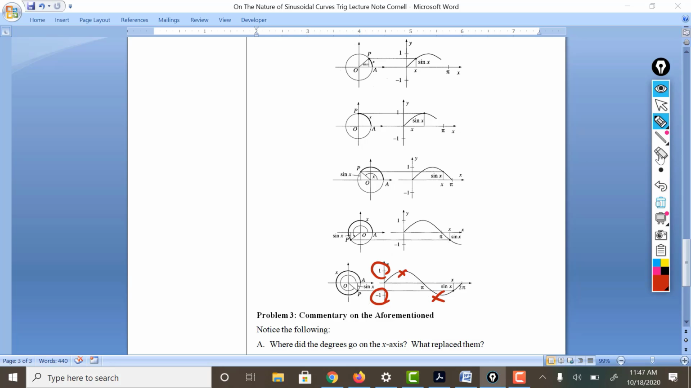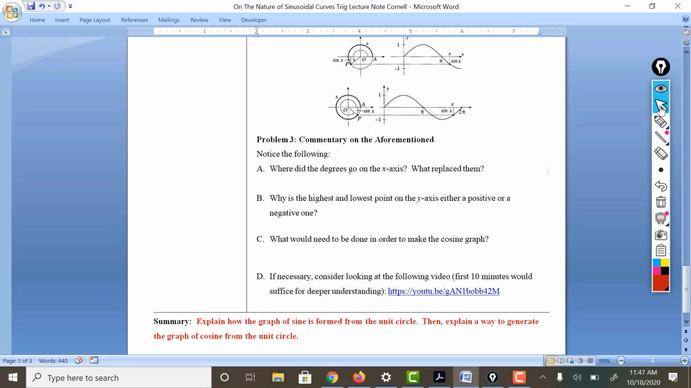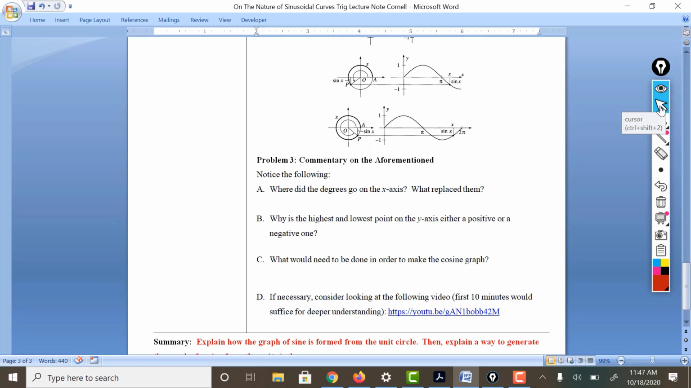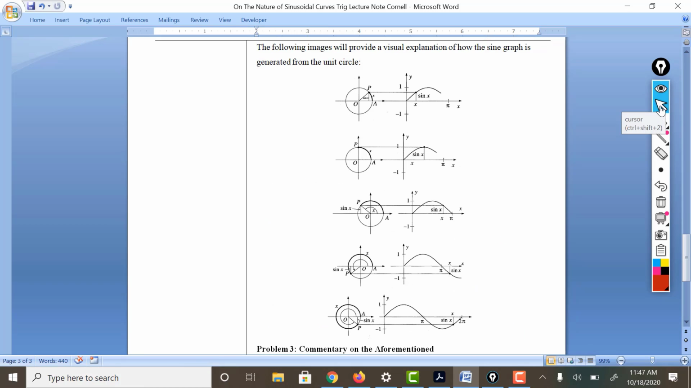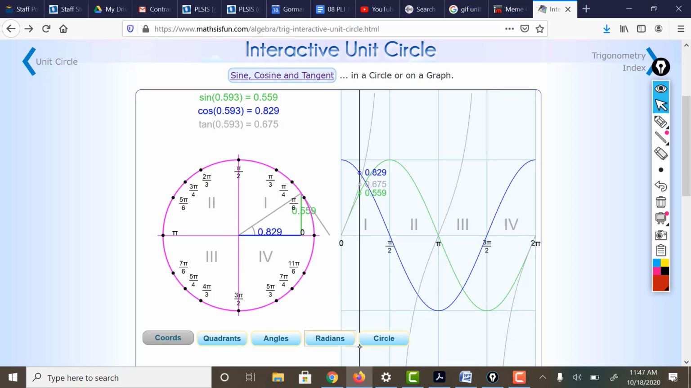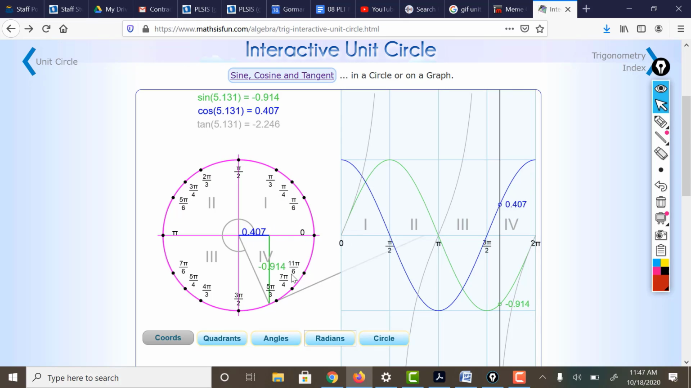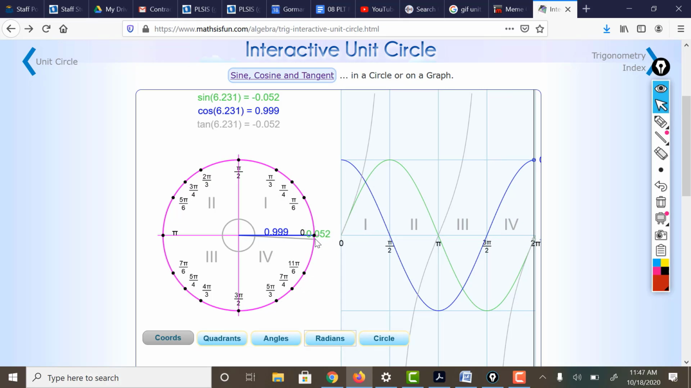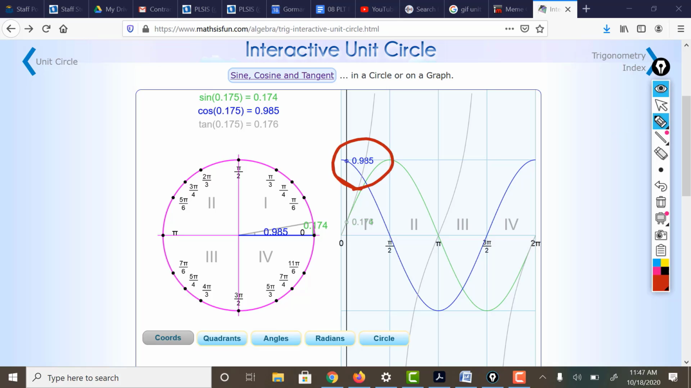What would need to be done in order to make the cosine graph? Same thing, right? Same thing that we showed you with this picture, except instead of the y values, we're going to be doing the x values. And the way it works out is we take those x values, and we graph them in the y direction. So it's really about the numbers. You take those numbers, in this case the blue ones, right? And if you're following along, follow along with this blue graph right here, and these blue numbers right here.